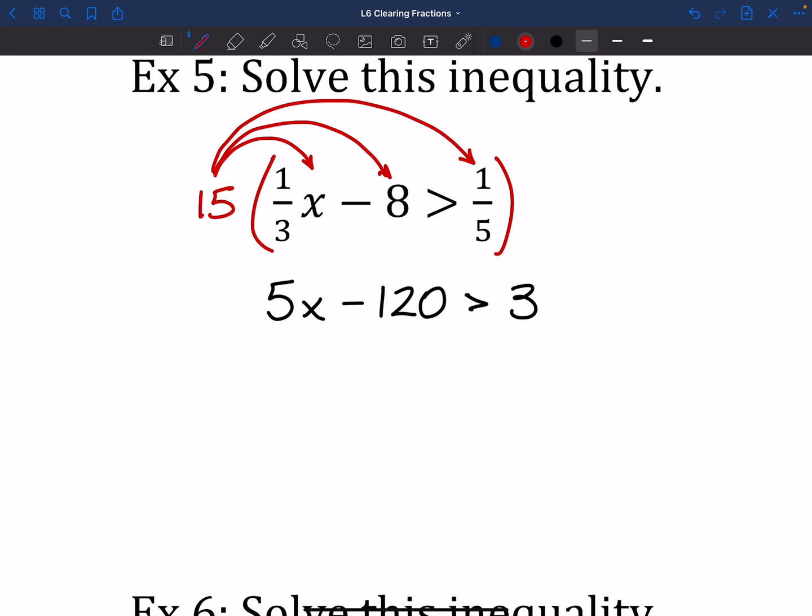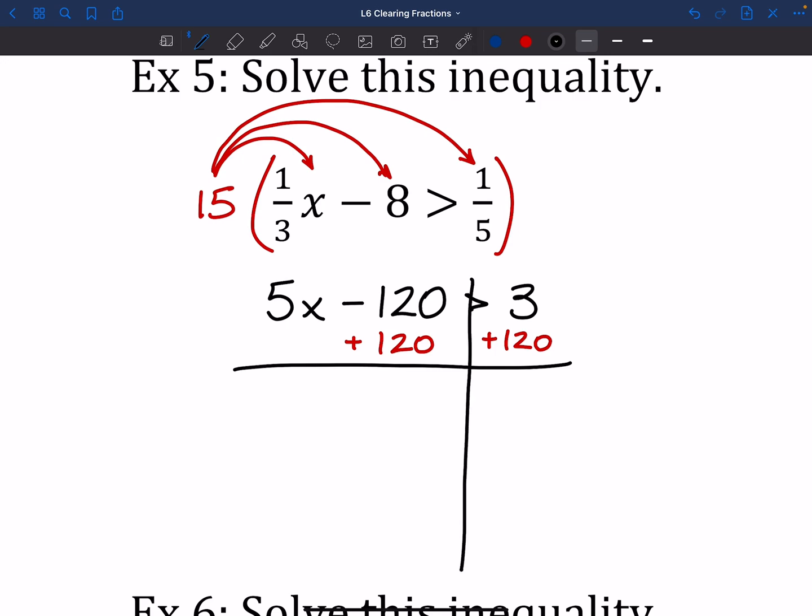We got to move that 120 away from the 5x, so we're going to add 120 to both sides. And I keep forgetting to put my little separator line, right? You don't need it if you don't feel like it helps. I have been noticing that it does seem to help some people if you put that divider line in the middle. So if you like it, go for it. If you don't, don't worry about it. What we're going to get is that 5x is greater than 123.